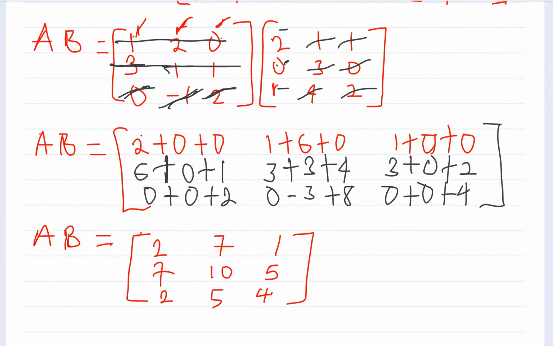So adding that together, that will give us 2 plus 0 plus 0, that's 2. 1 plus 6 plus 0, that's 7. 1 plus 0 plus 0, that's 1. Can you see that now? 6 plus 1 is 7. 3 plus 3 plus 4 is 10.